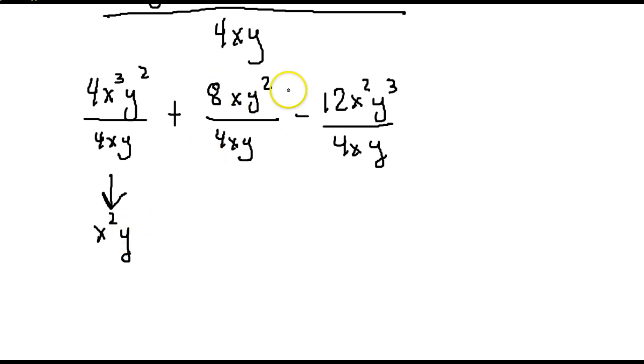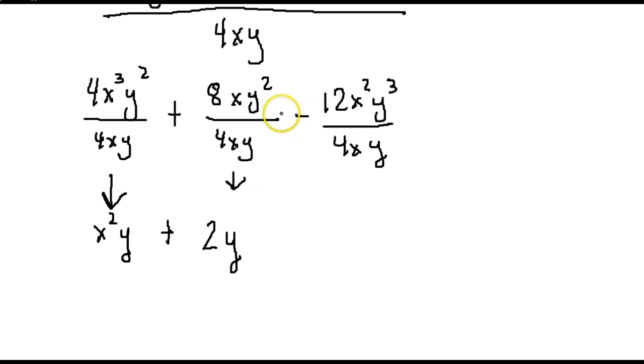Now let's look at our second term. It's added to our first term. So after our x squared y, we have a plus. Now, we have open fraction 8xy squared over 4xy. Let's first divide our coefficients. 8 divided by 4, 2. Now, looking at our x terms, we have x over x. Anything divided by itself is 1, so those drop out. Our y terms are y squared over y. Subtract that, and you end up with just y.